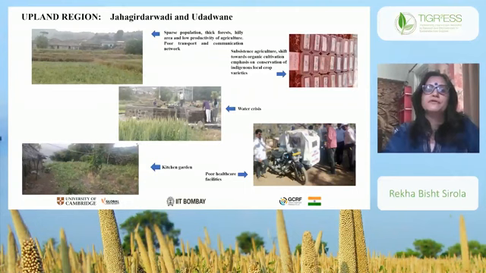So coming to the upland region, this is in the crestline of the Sahyadri, and it has sparse population. There are very thick forests, hilly area. The productivity is very low in terms of agriculture. There's a poor transport and communication network in this area.